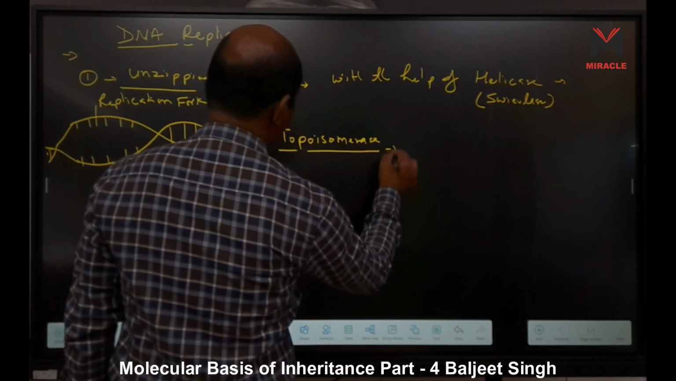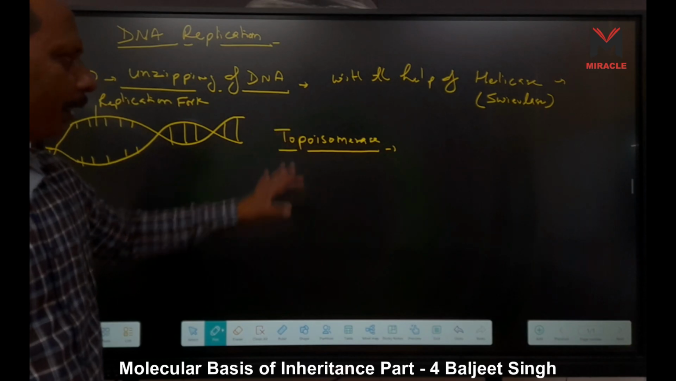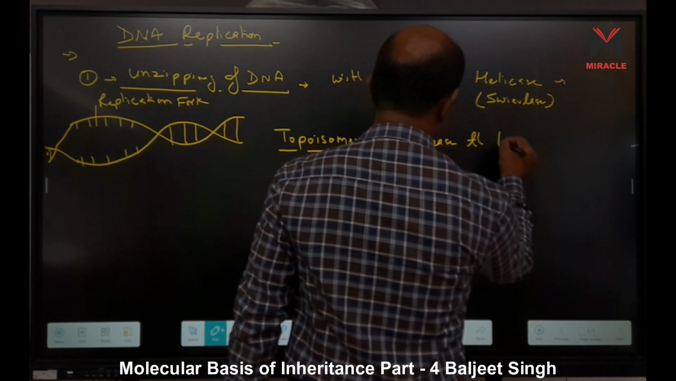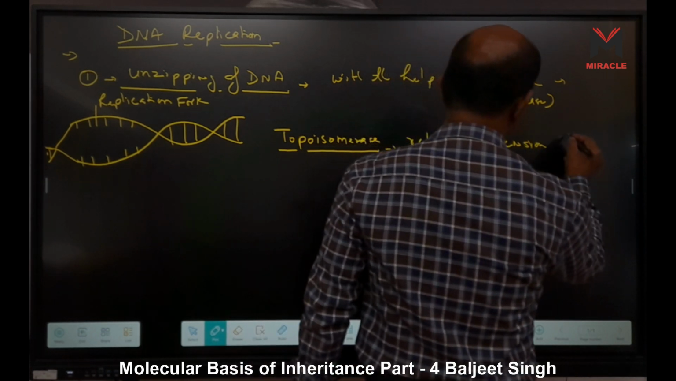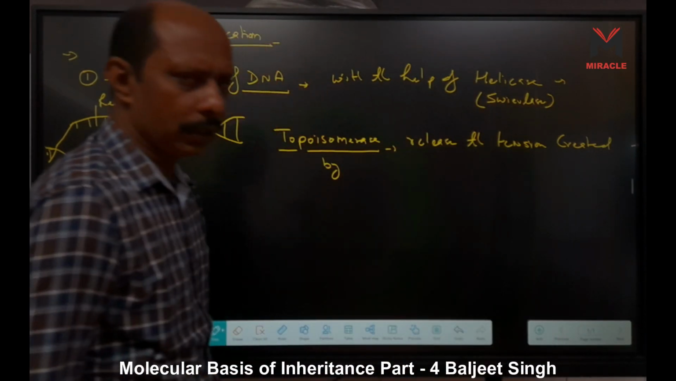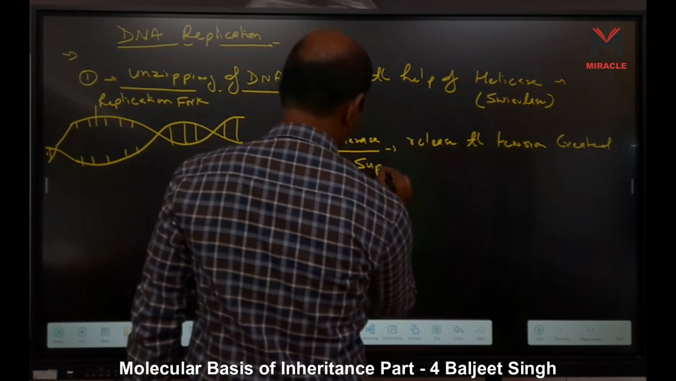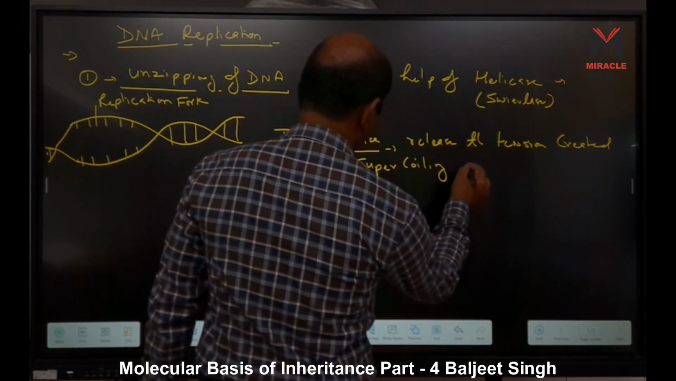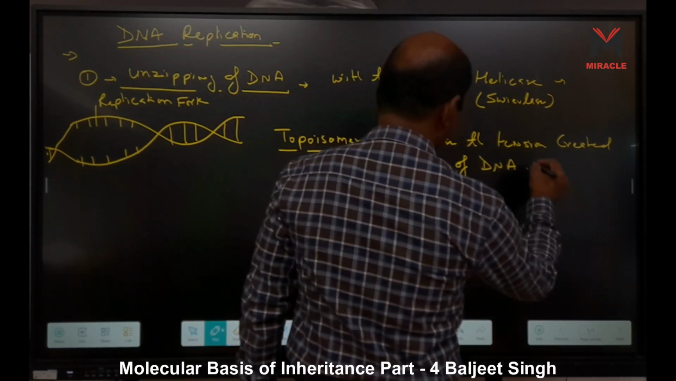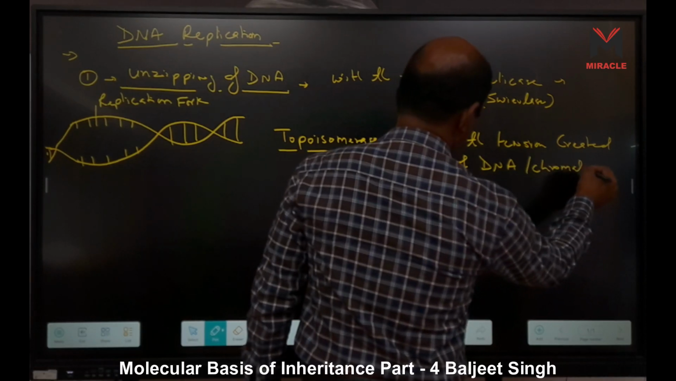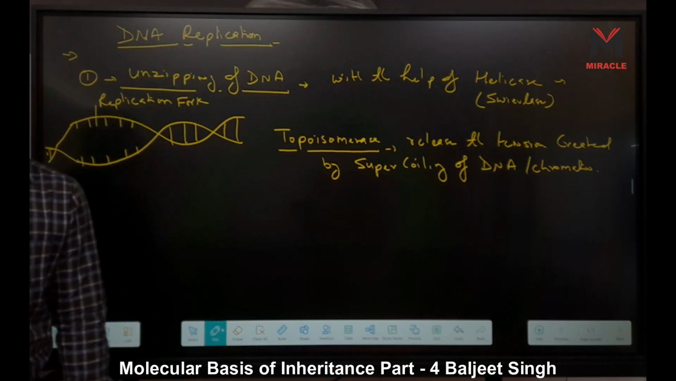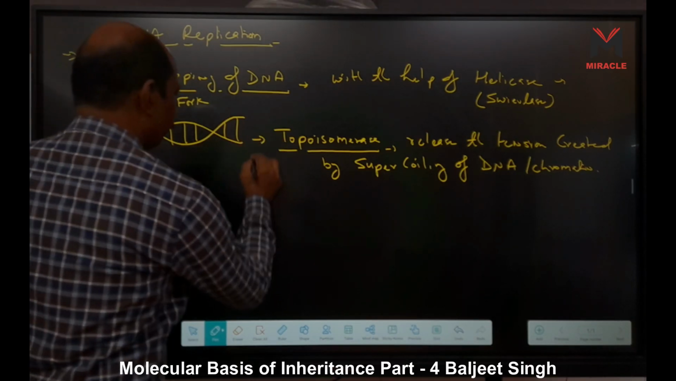Topoisomerase, right? In eukaryotic cells, this topoisomerase releases the tension created by the supercoiling of DNA nucleosome or chromatin, we can say here. Chromatin structure means what? It is the supercoiling of DNA fragments, right? The topoisomerase is the second enzyme.